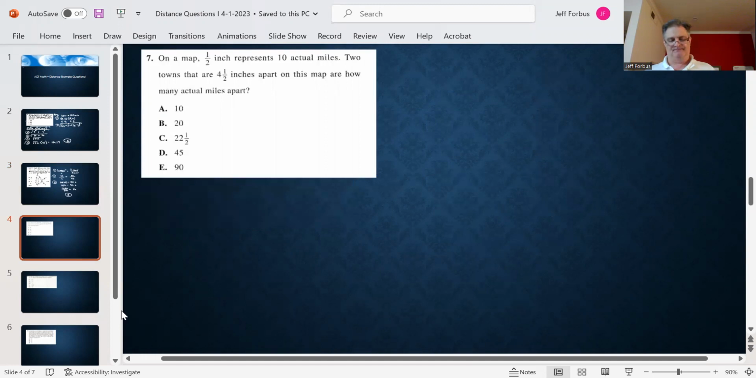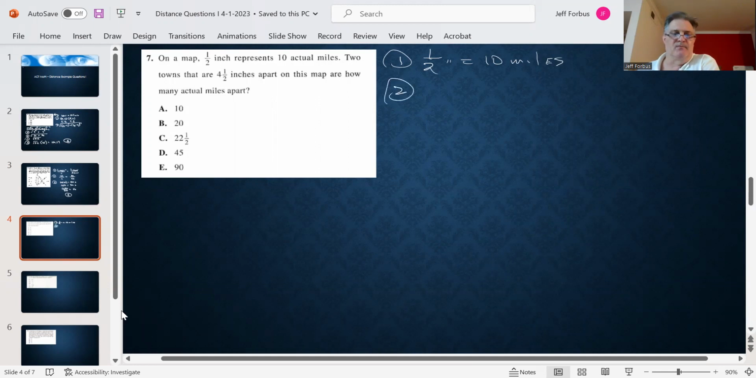Number 7. So on a map, 1/2 inch represents 10 actual miles. So we've got another conversion factor here. So 1/2 inch represents 10 actual miles. So 1/2 inch is equal to 10 miles. Two towns that are 4.5 inches apart on this map are how many actual miles apart?